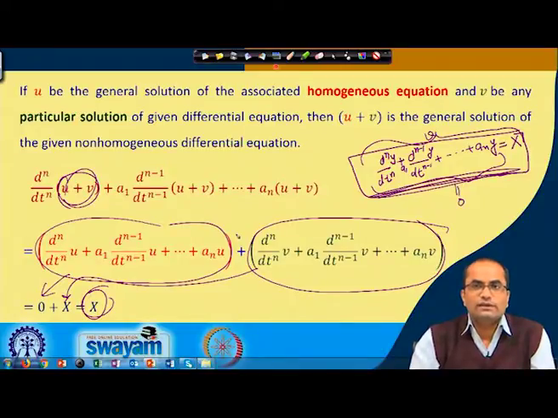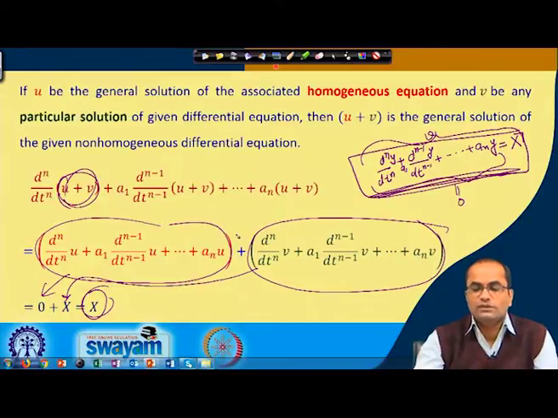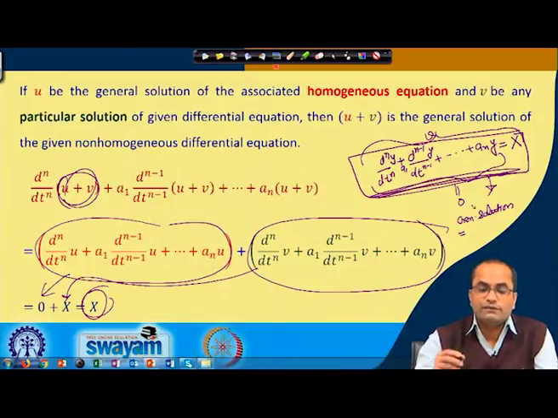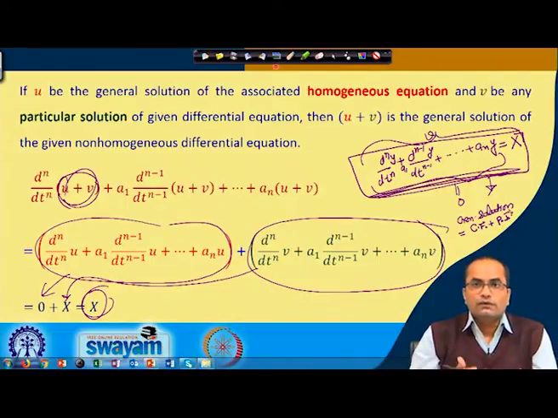So, that is the trick we are using there to get the general solution of the non-homogeneous differential equation, and we write down the general solution for this differential equation as u plus v. We call u the complementary function, that is the solution of the homogeneous equation, and we call v the particular integral, that is one particular solution of the given non-homogeneous equation.